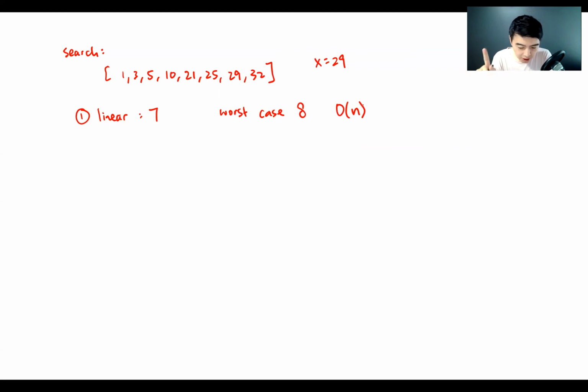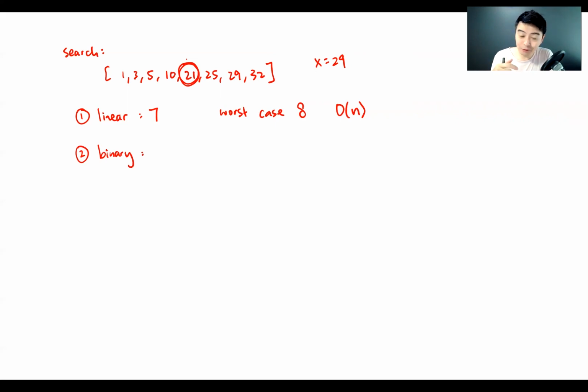Okay, now let's contrast this with another algorithm called a binary search. Binary search does something a little bit smarter. It goes to roughly the middle. I'm going to say roughly the middle is 21. I'm going to compare 21 with 29.